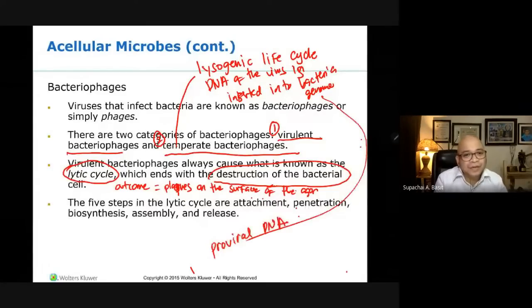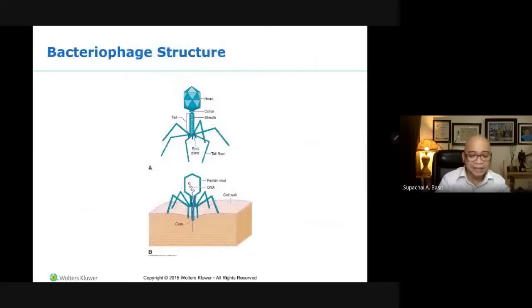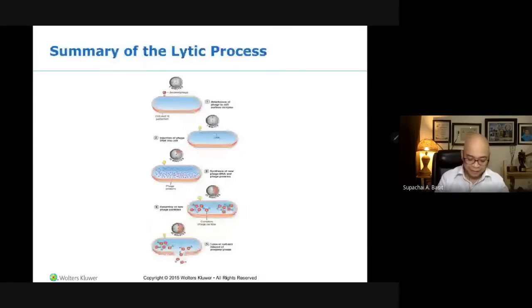There are five steps in the lytic cycle. We call them attachment, penetration, biosynthesis, assembly, and release. As you can see here, it's an electron micrograph of bacteriophages trying to infect the bacteria. Here's another example of a P2 bacteriophage inserting the DNA into the host cell. This is an example of the lytic life cycle.